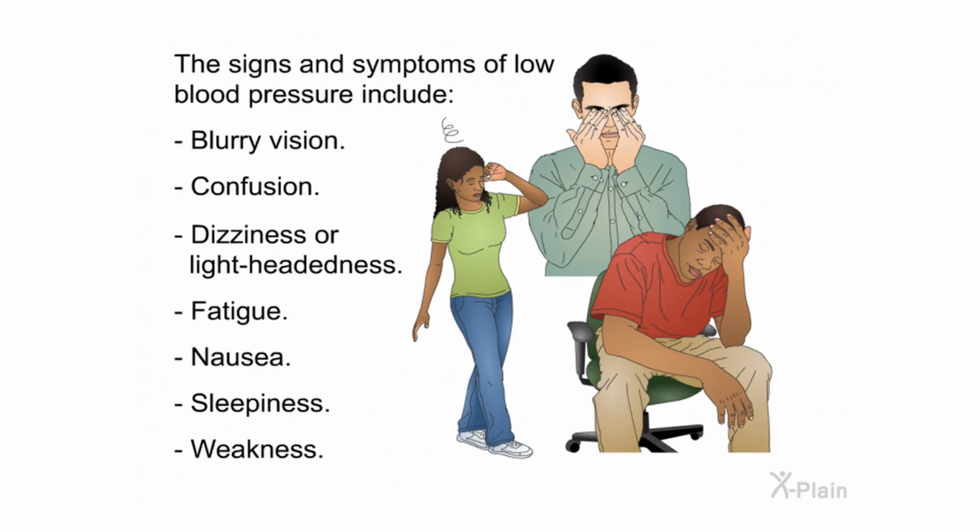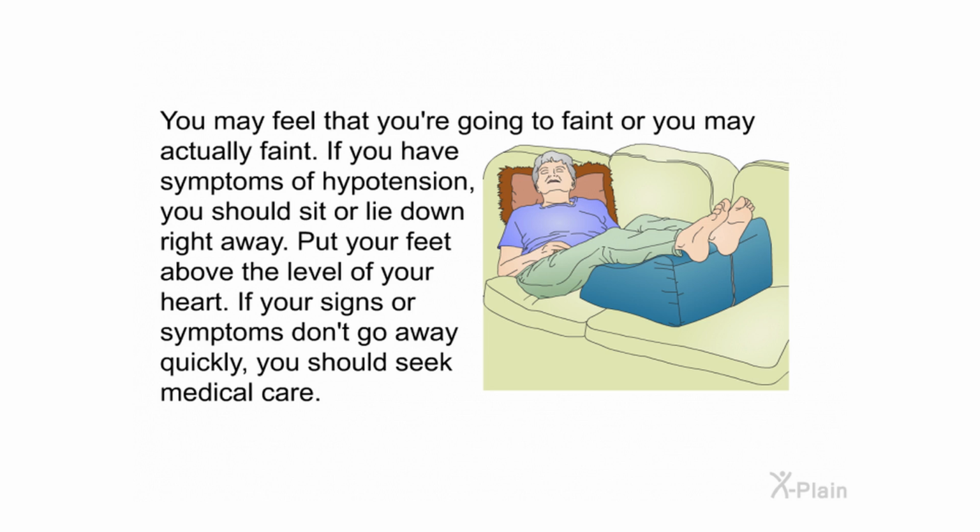Symptoms. The signs and symptoms of low blood pressure include blurry vision, confusion, dizziness or lightheadedness, fatigue, nausea, sleepiness, and weakness. You may feel that you're going to faint, or you may actually faint. If you have symptoms of hypotension, you should sit or lie down right away. Put your feet above the level of your heart. If your signs or symptoms don't go away quickly, you should seek medical care.